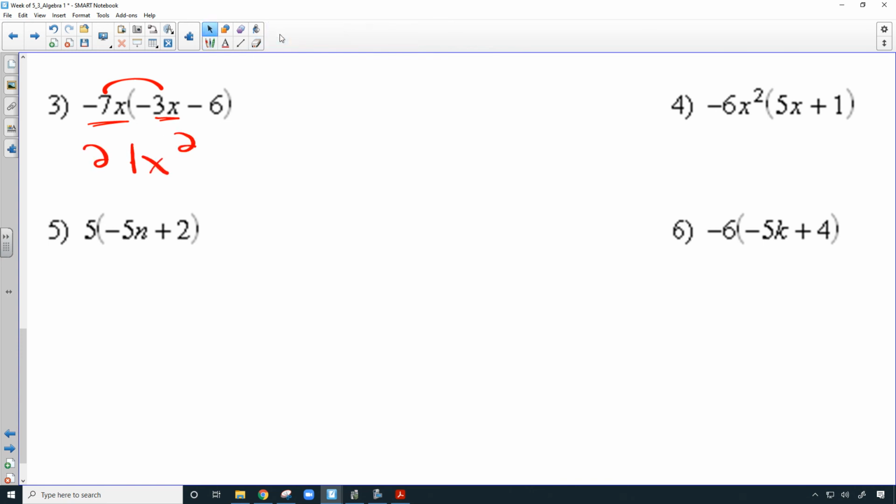And then we need to multiply this. Negative 7 times negative 6x. Negative 7x times negative 6. So what's that? 42x. Because there's an x here, of course, right? Okay, looking at the next one.